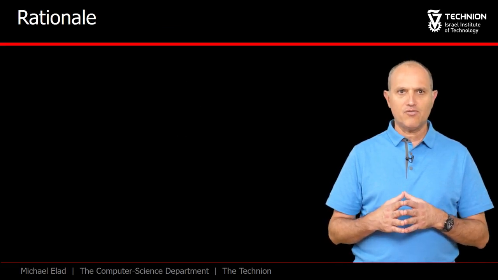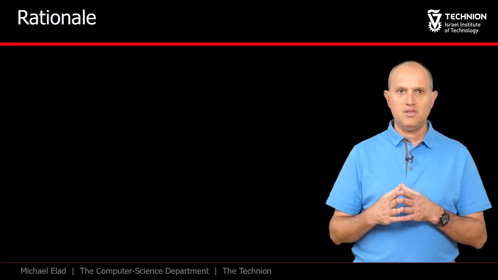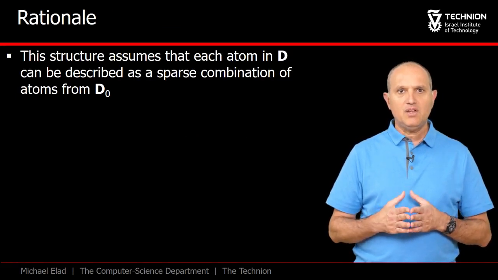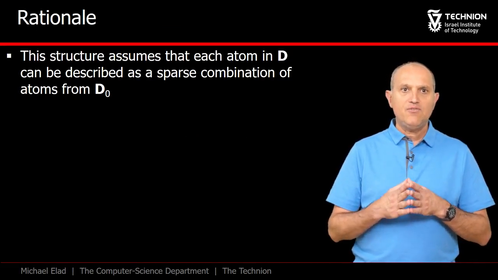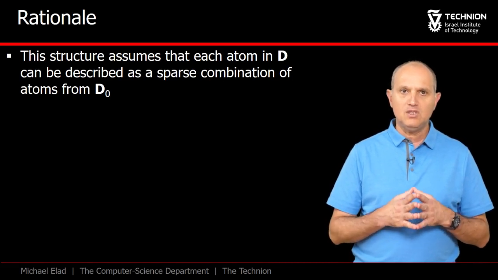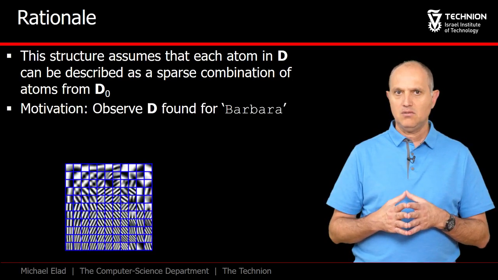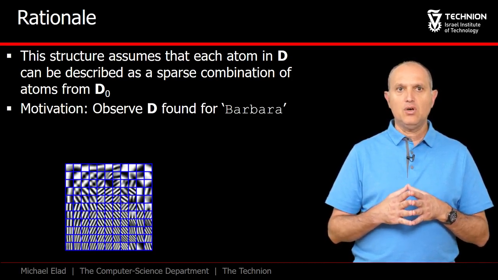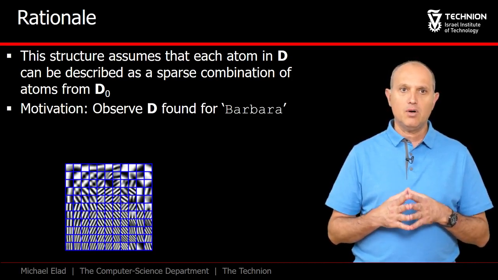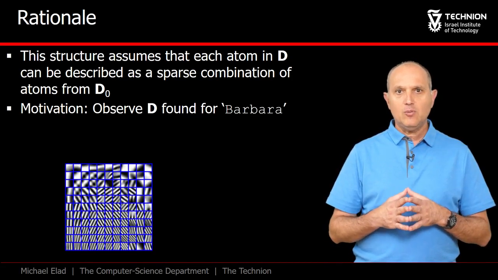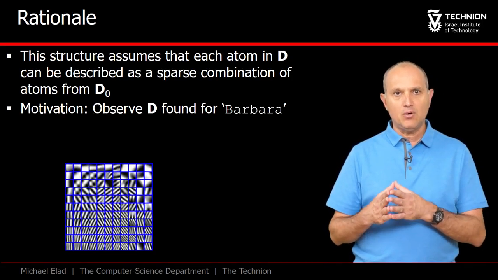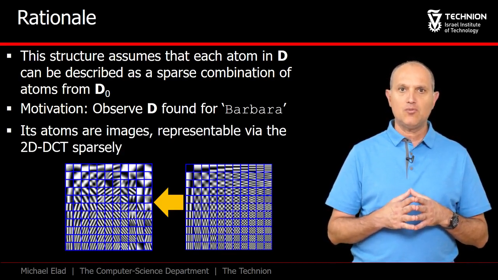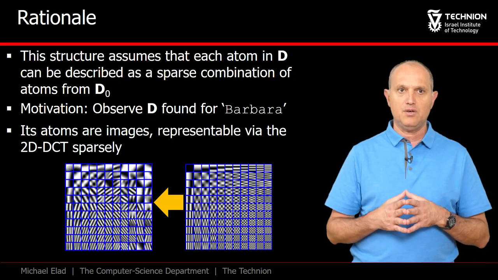Where is this idea coming from? What is the rationale behind this decomposition? Well, in this structure, we essentially believe that each of the atoms in D is in fact a sparse combination of atoms from D0. Does this make sense? The answer is yes. Here is, for example, a dictionary that we got when training on the image Barbara. Observe that the atoms are texture images of various shapes and orientations. These could be created by sparsely combining atoms from the 2D DCT dictionary shown here.